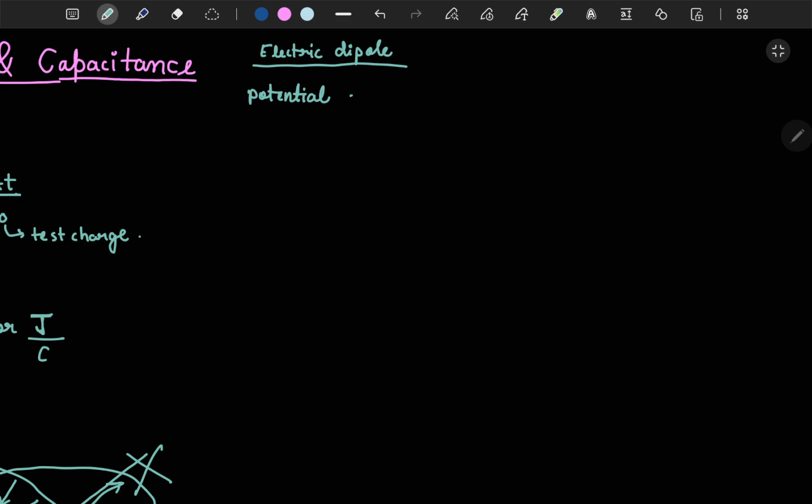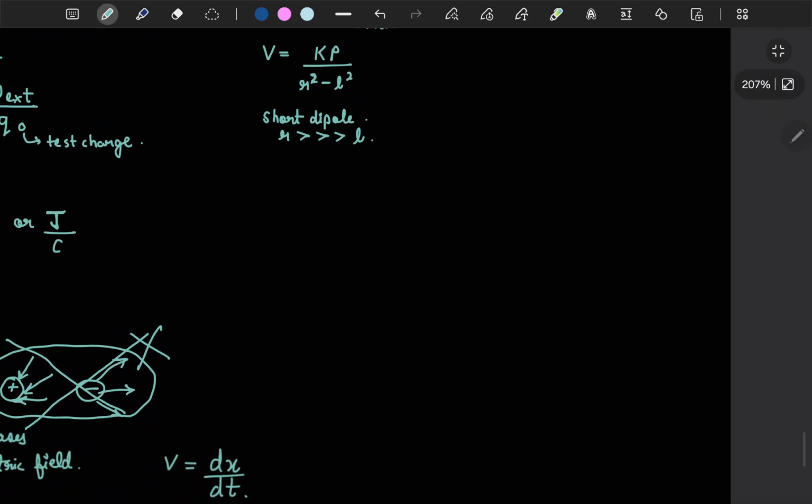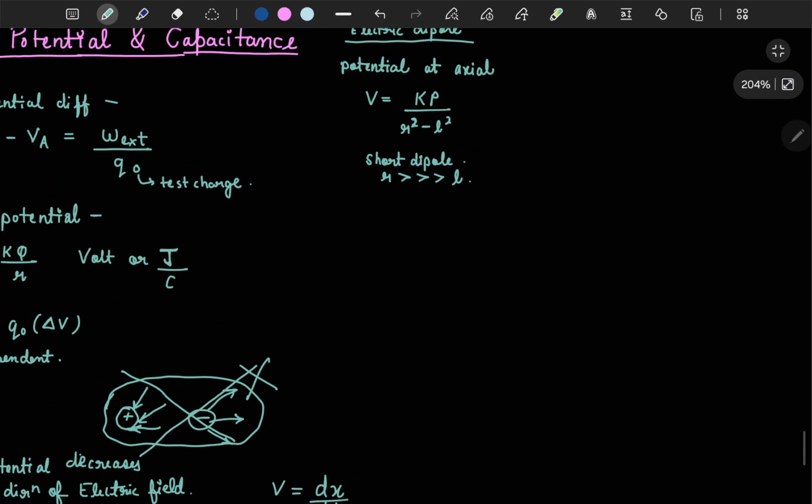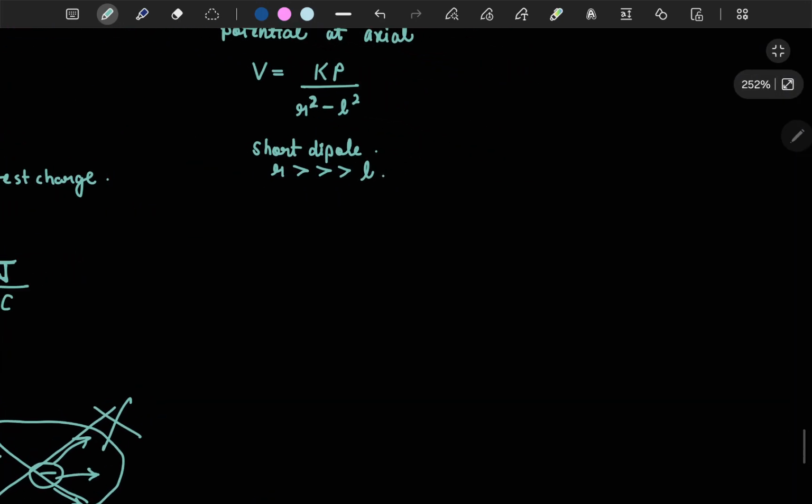Similarly, we will be talking about potential at axial point. At axial position, V is equal to Kp upon R square minus L square, where L is the length of the dipole. In case of a short dipole, R is much more than L. Why? Because the dipole is short, so its length will be very less.